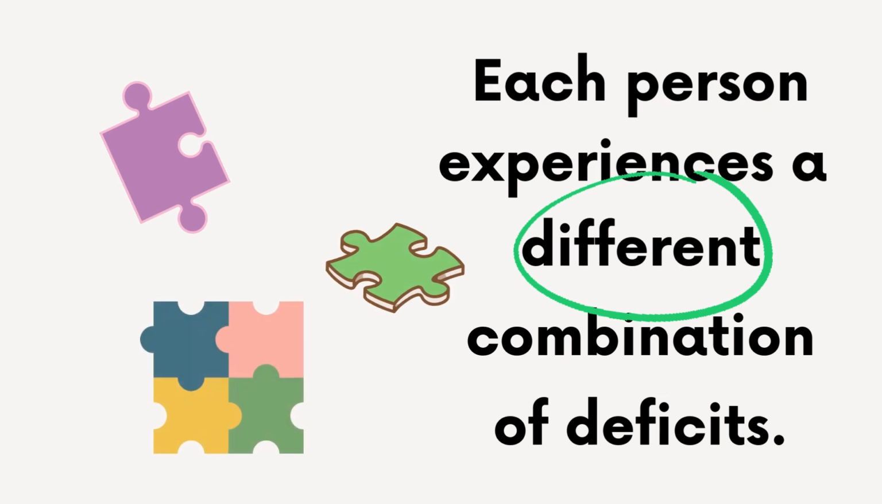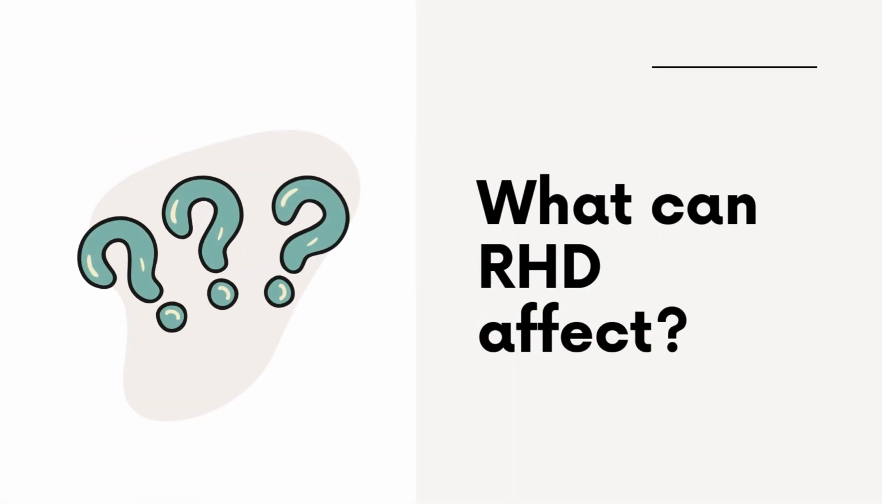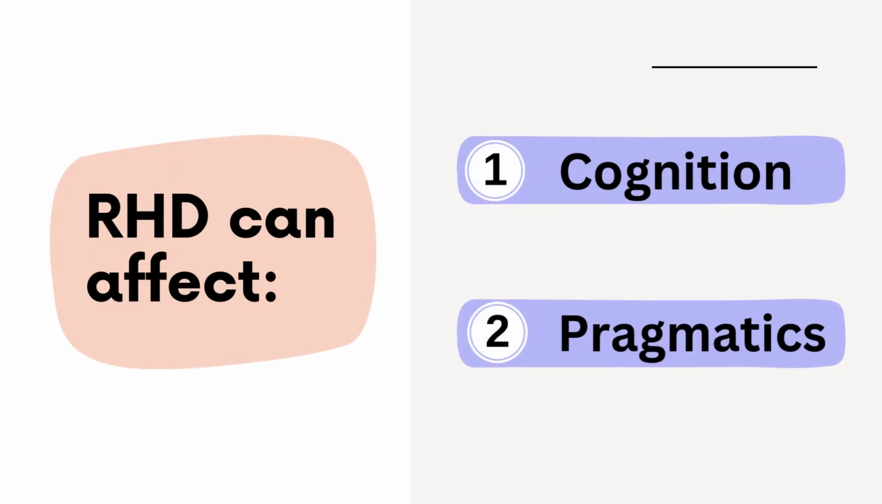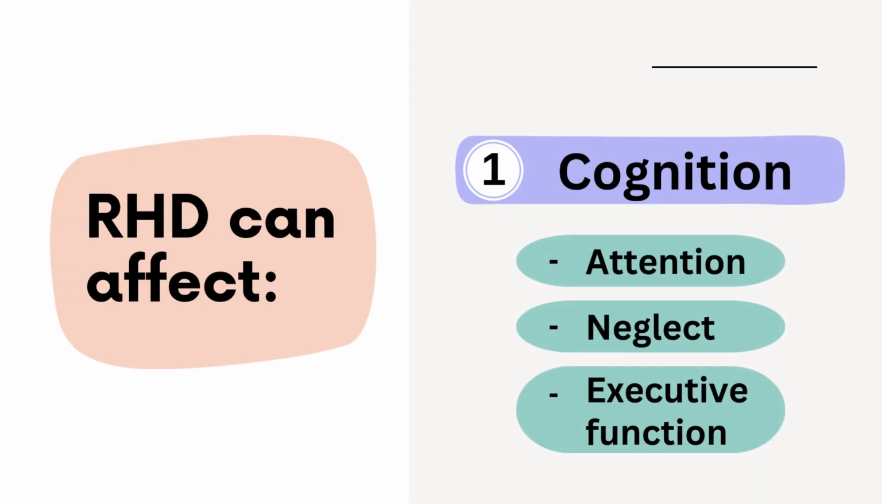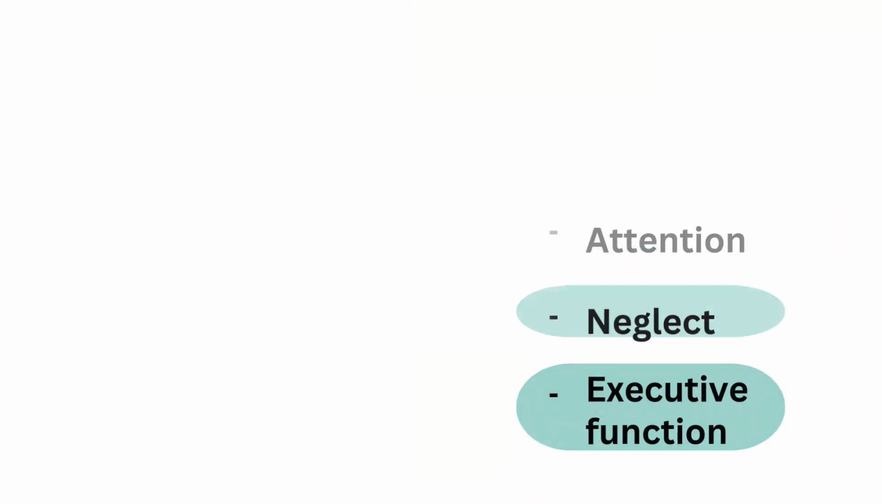It is important to note that each person with right hemisphere brain damage will experience a different combination of deficits. RHD can affect many different areas. The areas of impact I will discuss are related to cognition and pragmatics. The first area of impact I will discuss is cognition, which refers to the process of thinking. RHD can impact specific areas of cognition, including attention, neglect, and executive function.